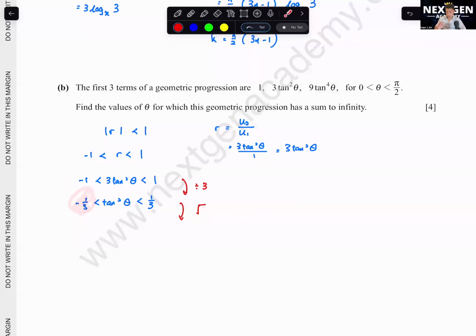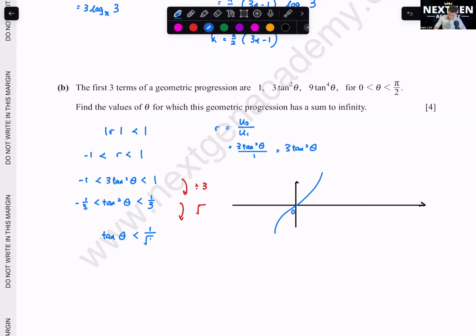So based on the tangent graph, if you see your tangent graph, we want to go from 0 onwards, because we cannot take a negative 1/3 since it's mathematically not able to. So we change it to tangent theta, square root both sides. Here will be 1 over square root 3. Here we'll take it as 0. So we'll start at 0 over here.